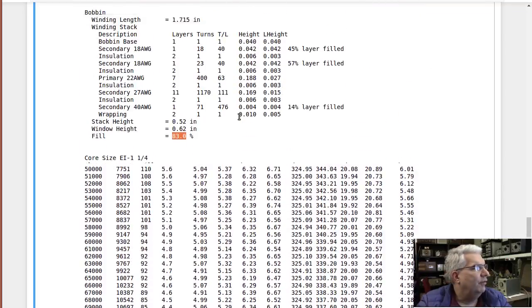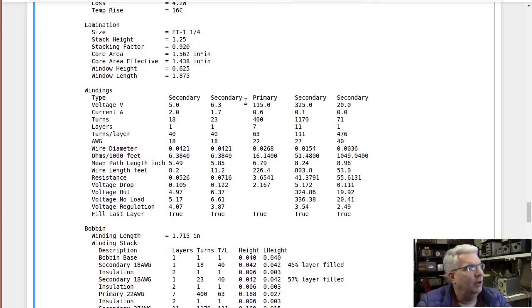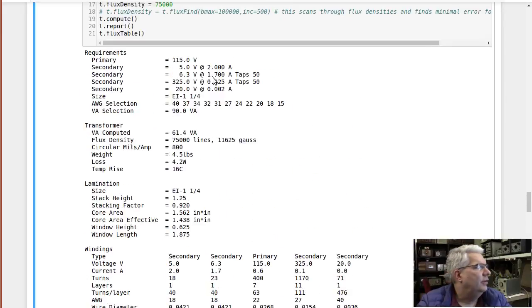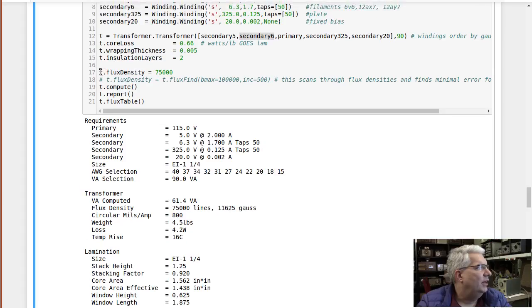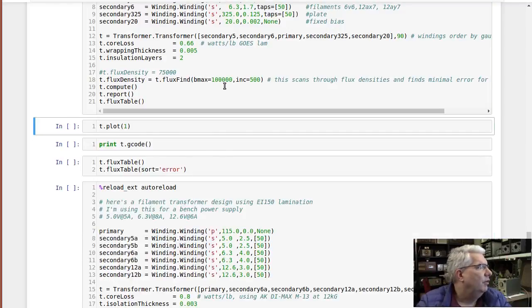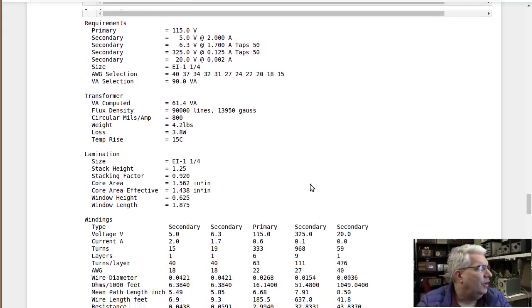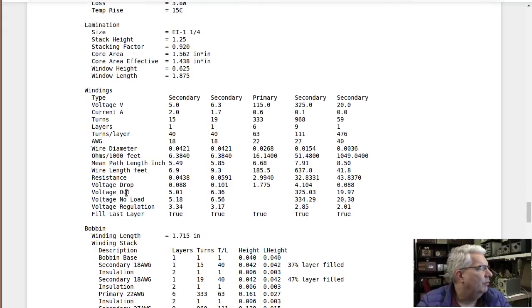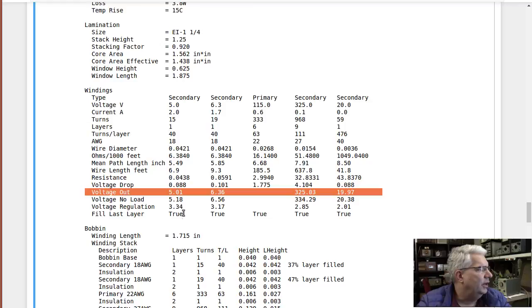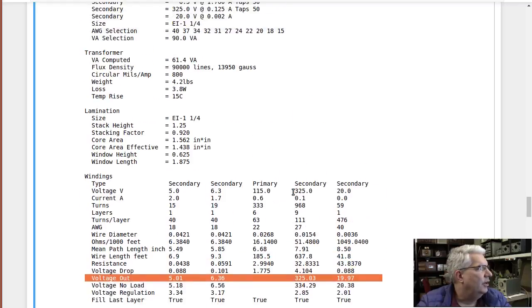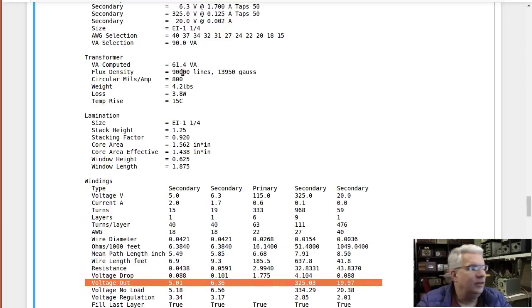So this is where the Flux Fine function actually comes in really handy, is the fact that it does a better job of finding the optimal flux density than me just poking around and guessing what it should be. So I'm going to have it max out at 100,000 lines. So if we run this here, you can see it runs pretty fast. Now what are our output voltages that we get here? We get 5.0, 6.3. It's very close. This thing found the flux density to be 90,000.